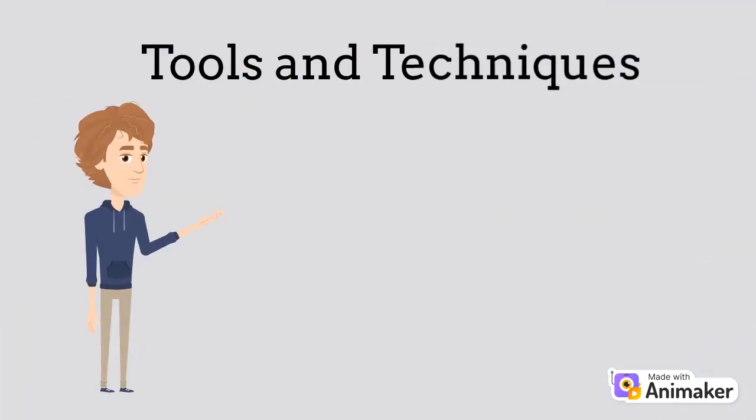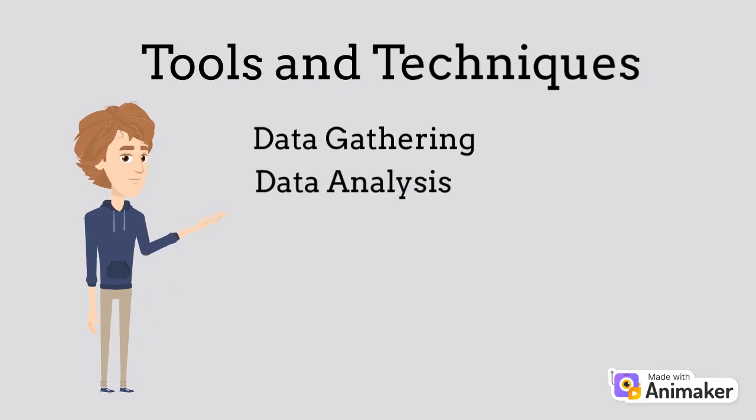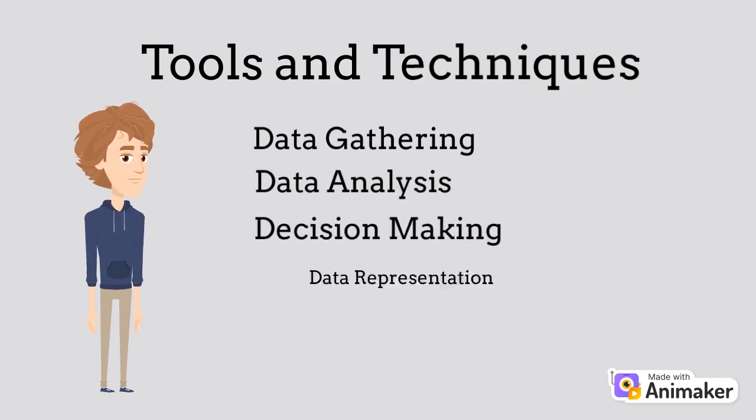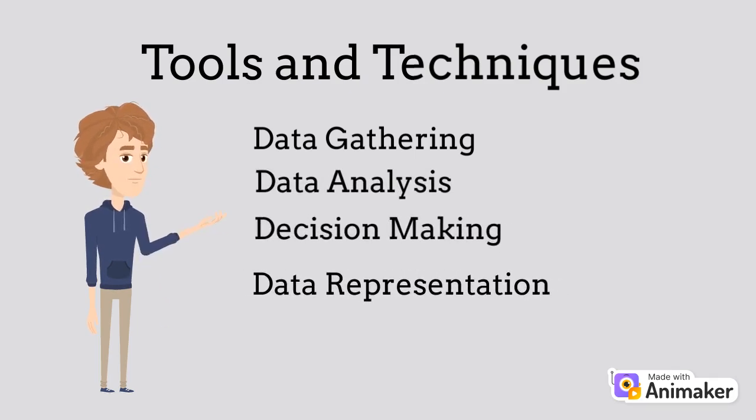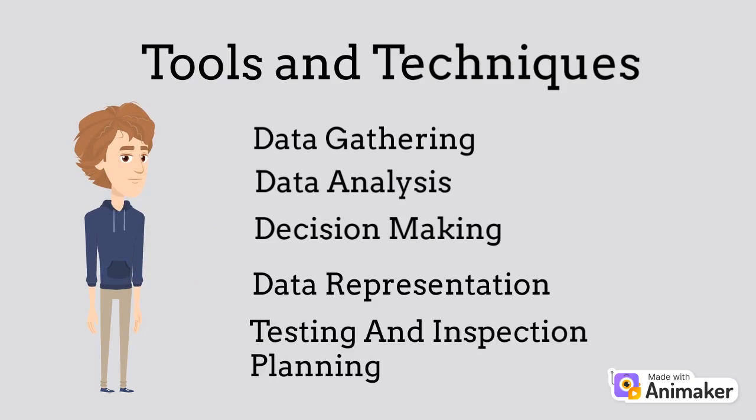The tools that we can use during the planning process are data gathering from interviews or brainstorming. There are two types of data analysis we can do, that is cost benefit and cost of quality. We can also use multi-criteria decision analysis, data representation, and test and inspection planning.